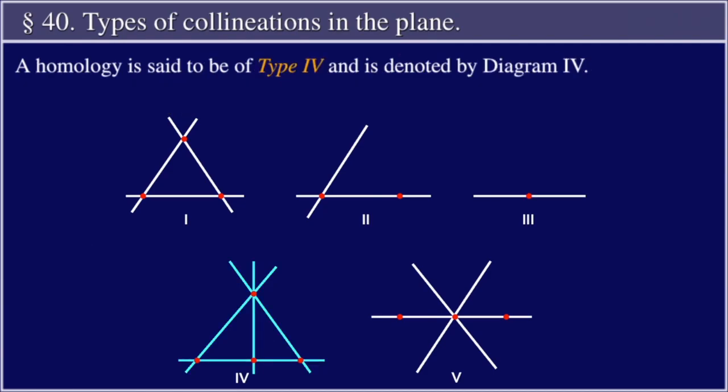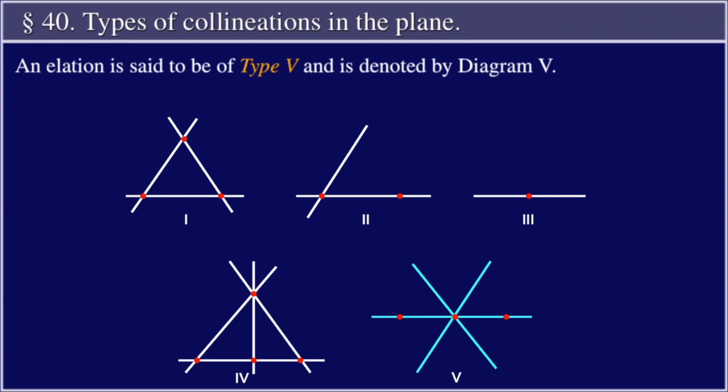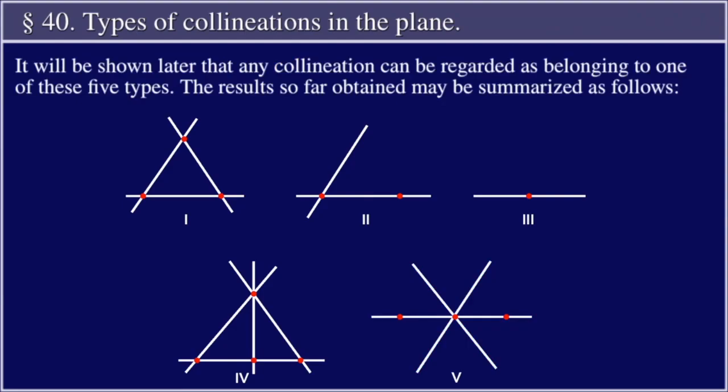A homology is said to be of type 4 and is denoted by diagram 4. Annihilation is said to be of type 5 and is denoted by diagram 5. It will be shown later that any collineation can be regarded as belonging to one of these 5 types. The results so far obtained may be summarized as follows.